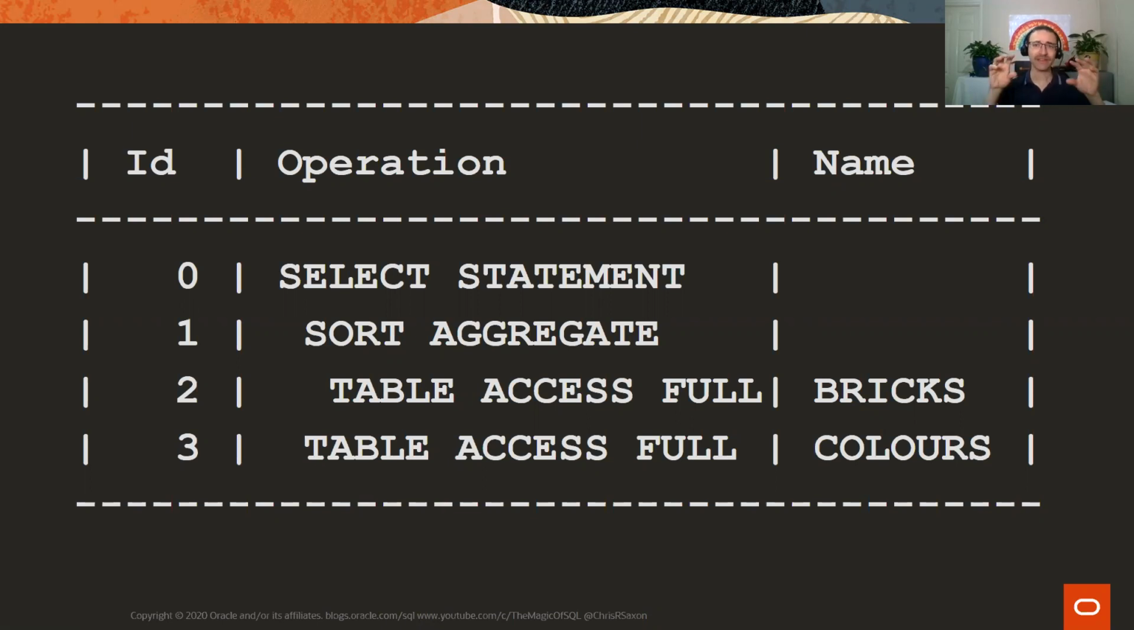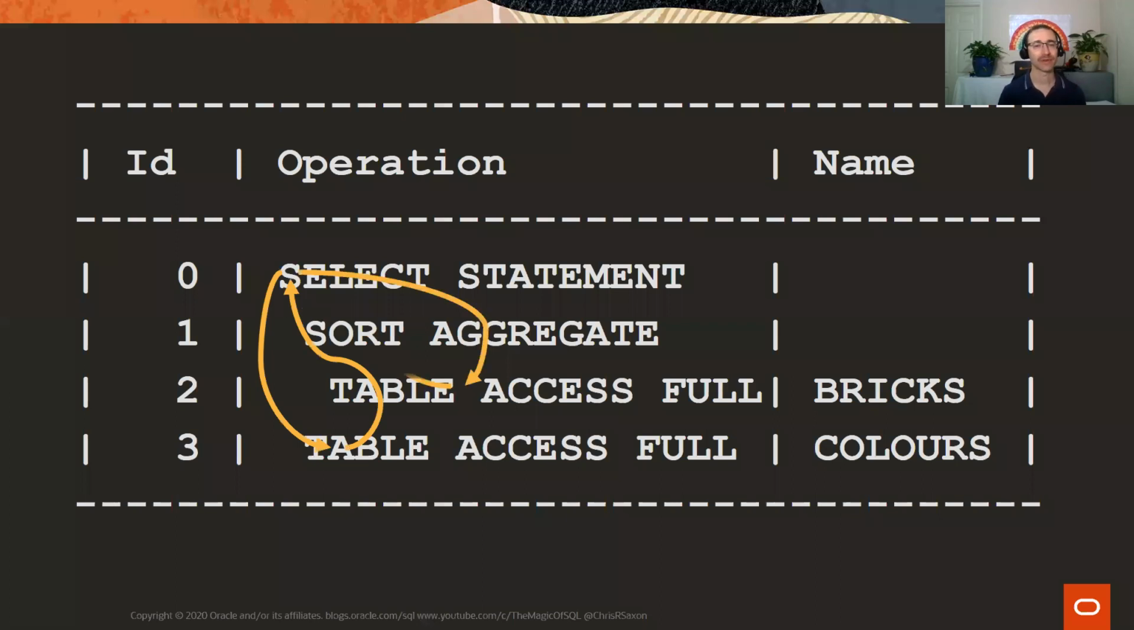Anyway, how do we read this plan? Well, we have to read the rows out of the from clause first. So we'll read them out of the colors table. Then for each of the rows we get here, we can then run the scalar subquery. So what we're going to do is run that, read through the full table scan of the bricks table.